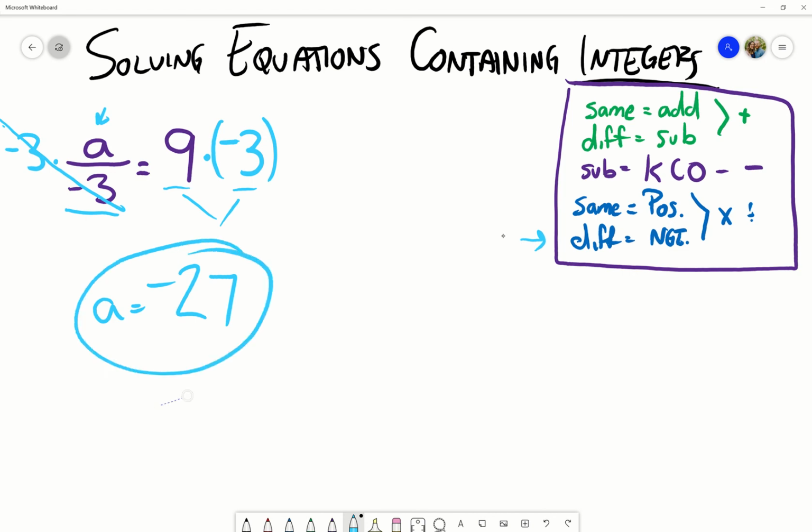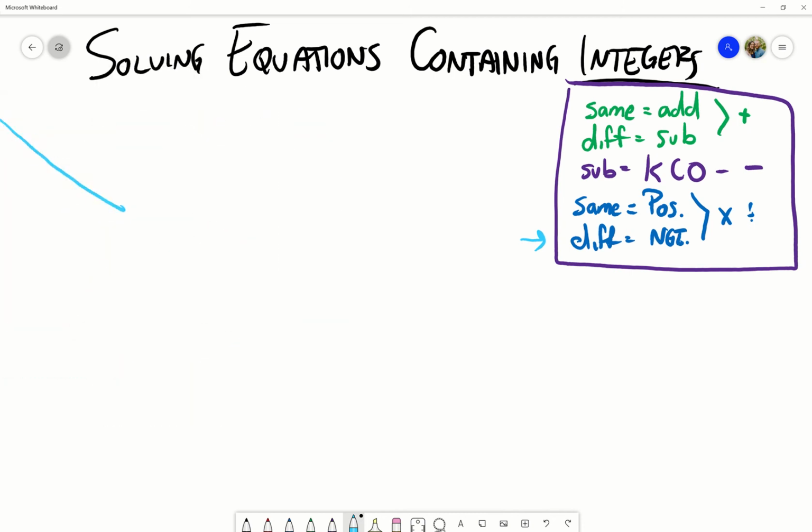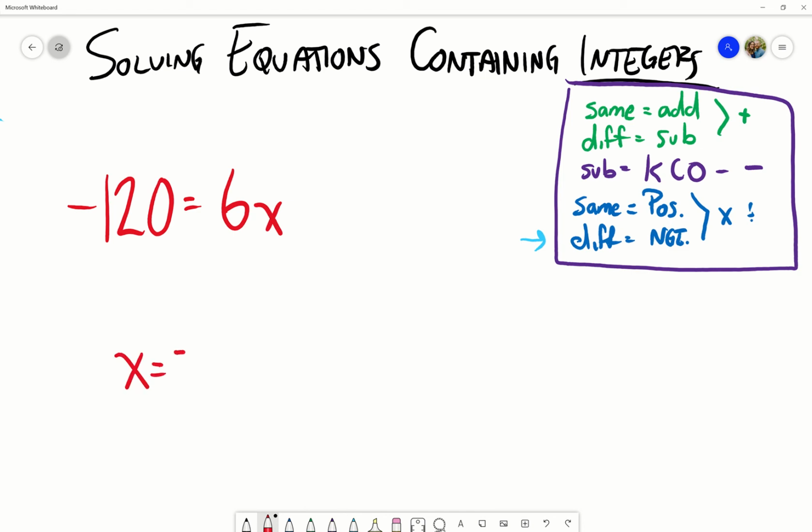All right, I want you to try and solve this last problem all on your own. Let me know what you get. I believe in you. Negative 120 equals 6x. x equals what? Good luck, children.